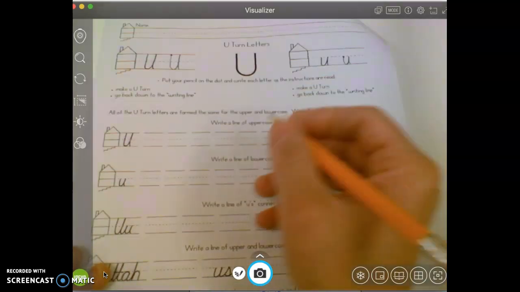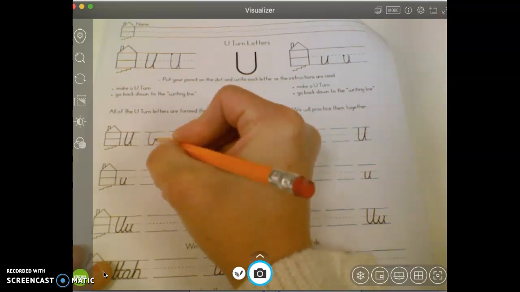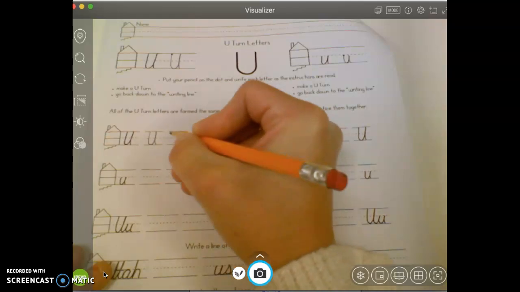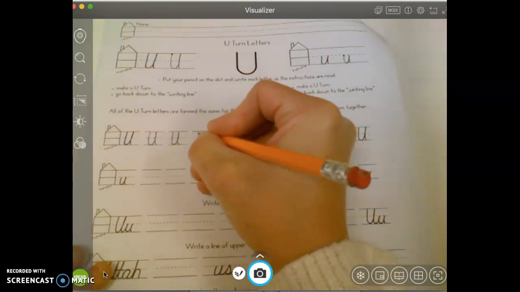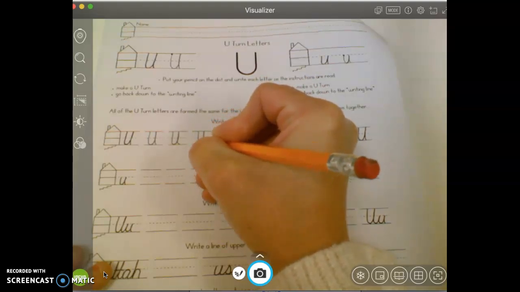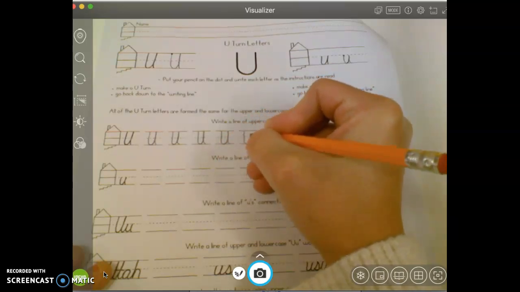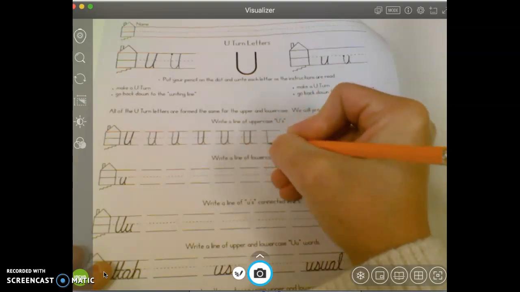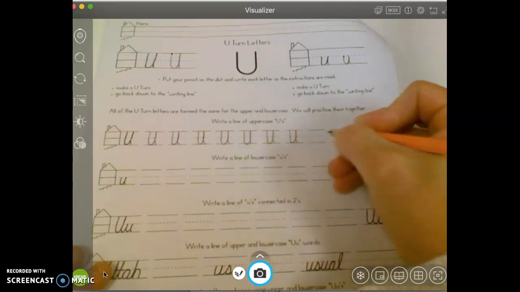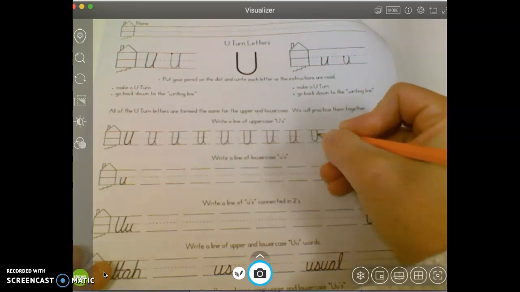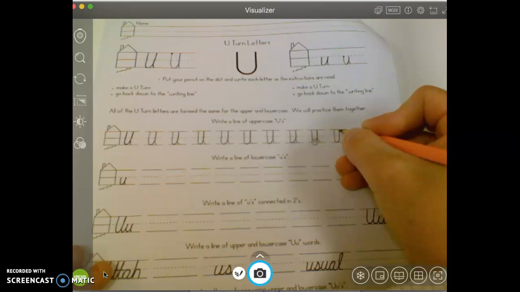We'll practice them together. So write a line of uppercase U's, it says. Make a U-turn all the way to the top, and retrace back down. U-turn all the way to the top, retrace back down. U-turn all the way up, retrace back down. Whoops, I am not okay with that. I can always go back and erase it too.